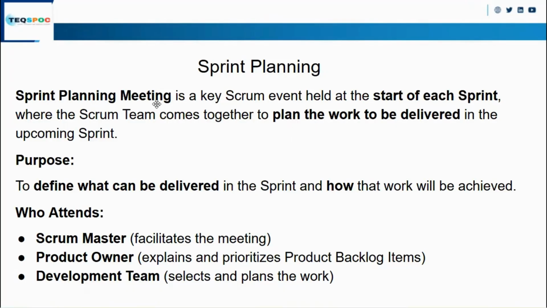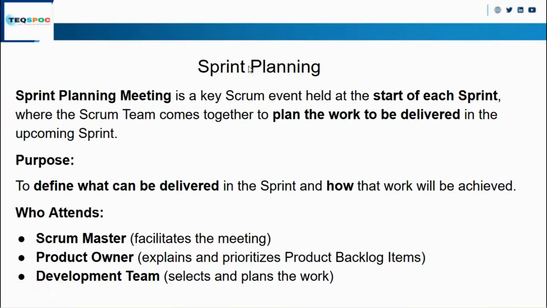Also in this sprint planning meeting, they will prioritize the product backlog and sprint backlog. Then they will also do the story pointing. They will give story points to the respective stories. And in sprint planning, the Scrum Master will also do capacity planning of the team, meaning how much capacity is there that can be put in the sprint to achieve the goal. Next, what is the purpose? To define what can be delivered in the sprint and how that work can be achieved. This is the purpose of sprint planning.